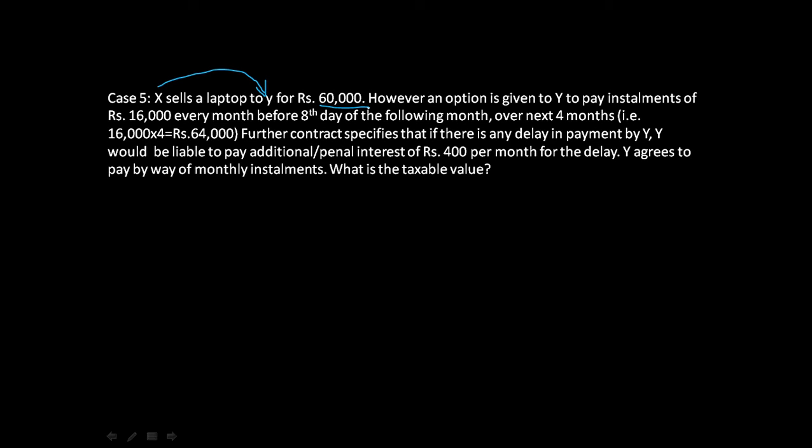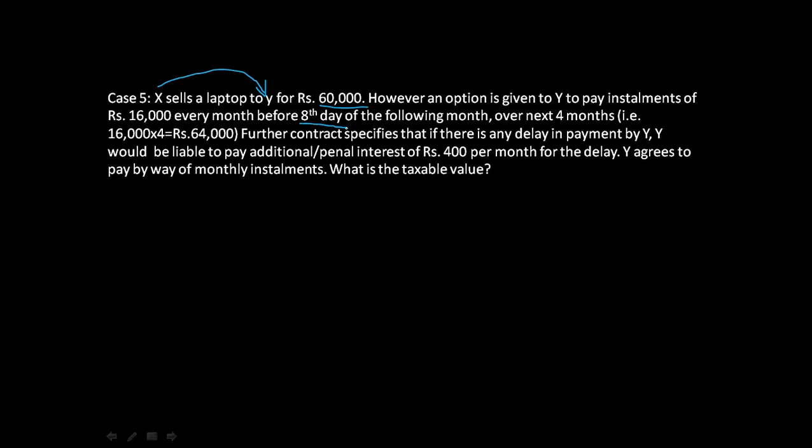60,000 rupees you can immediately pay cash and you will get the 60,000 rupee laptop. But then there is an offer that X gives to Y, that you can pay it in installments. What is the installment amount? 16,000 every month, and it has to be paid. A condition is there, you have to pay it before the 8th day of the following month.